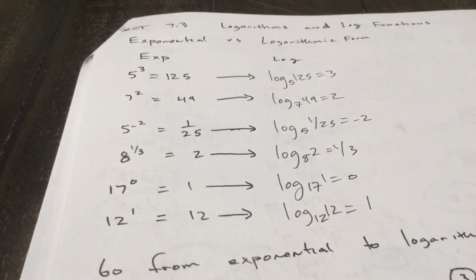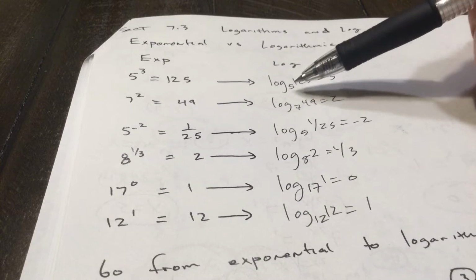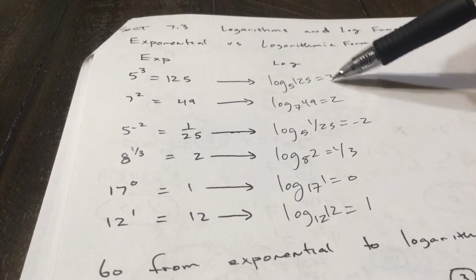We did this in class in exponential form, 5 to the third equals 125. It's the same thing as saying log base 5 of 125 equals 3. That's the base, that's the answer, and that's the exponent.